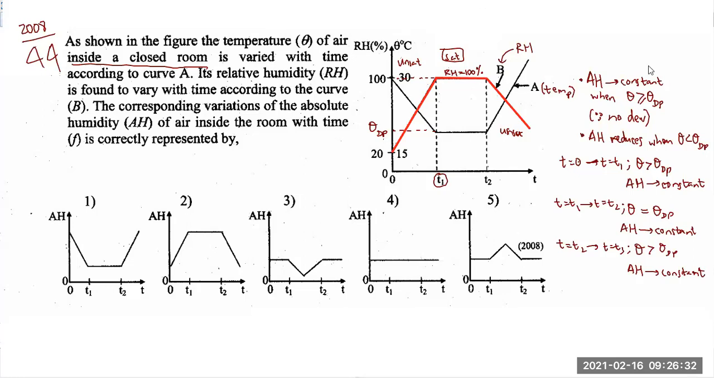Answer is going to be the fourth one, because temperature never went below dew point. Simple as that. As long as the temperature doesn't go below dew point, you can't expect AH of a closed room to change.